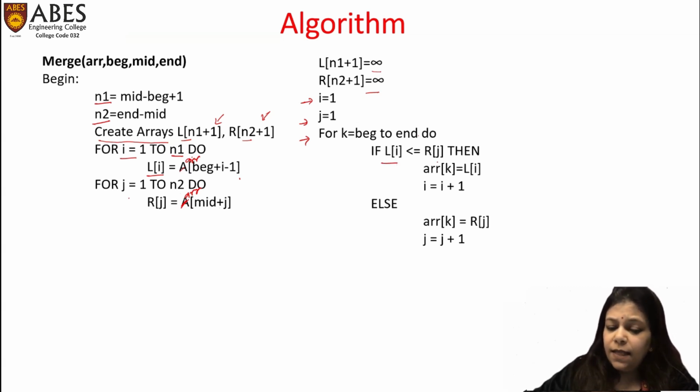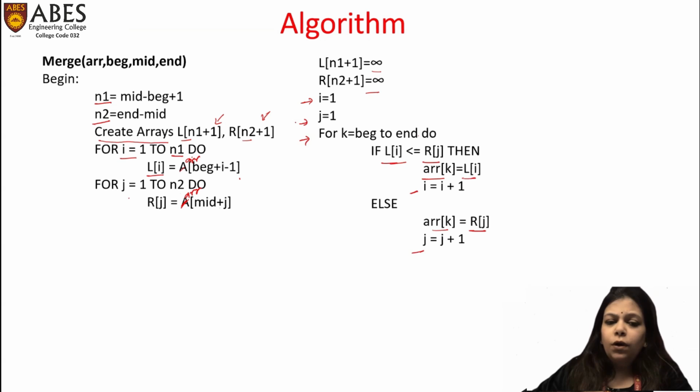in L is less than or equal to the element stored at the jth index in R. If it is less, then we have to store L[i] into ARR[k], and we have to increment the value of i. Otherwise, we have to store the value of R[j] into ARR[k], and we have to increment the value of j, right? So this was the merge process.